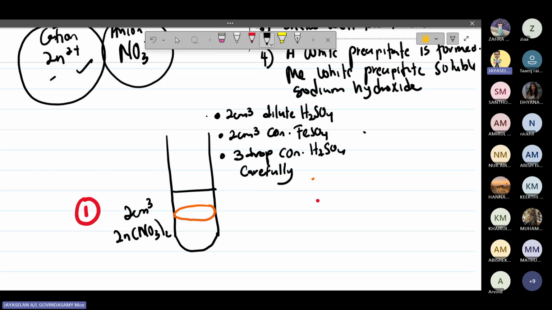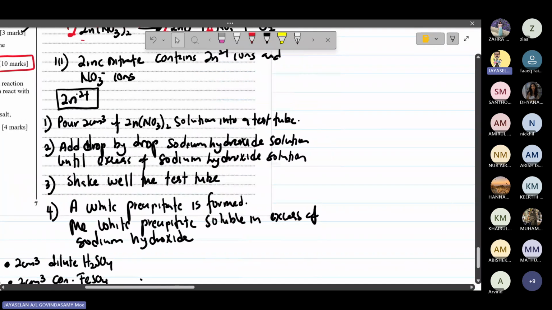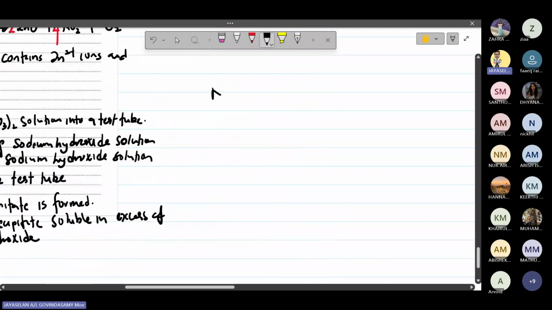Okay, a brown ring will form at the middle of the solution, tengah-tengah larutan. So confirm the presence of what ion? Nitrate ion. Settle. Any question? No question. Okay, so ini dah salin, kita buat yang ni. Okay, you already score 5 marks, right? Now y'all do what? Y'all do the nitrate ion.